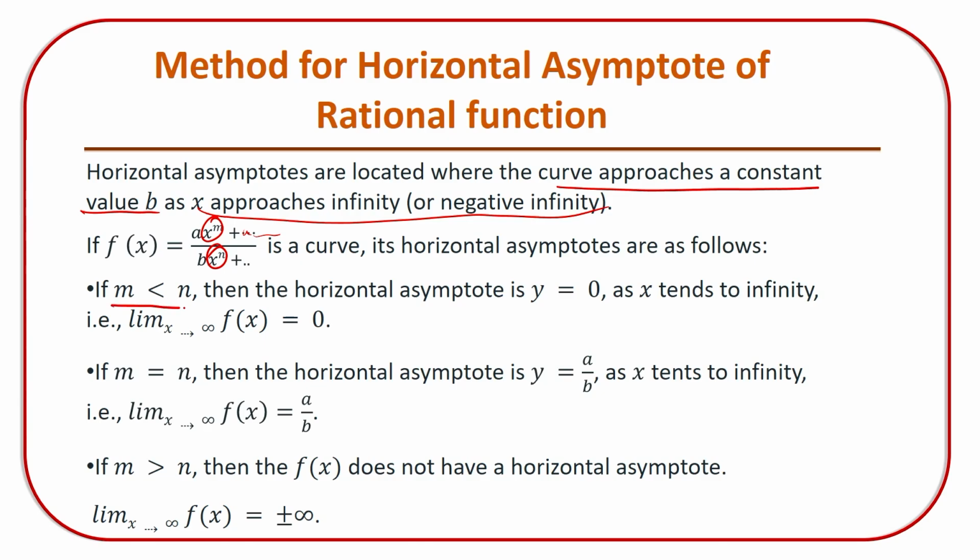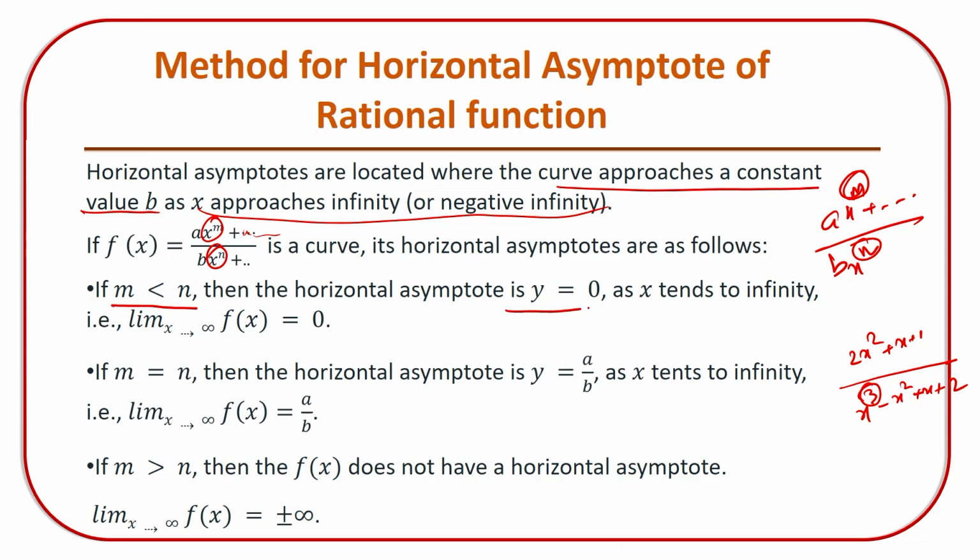So, if m is less than n, that means you have x to the power m in the numerator and b x to the power n in the denominator, something like 2x square plus x plus 1 divided by x cube minus x square plus x minus 2 or plus 2. What happens? In the denominator, the power of x is much greater than the power of x in the numerator, then the horizontal asymptote is y equal to 0.